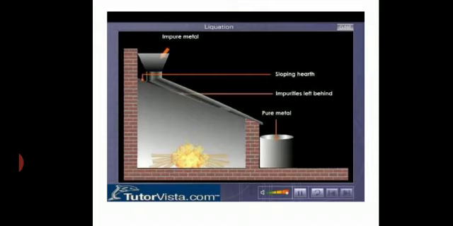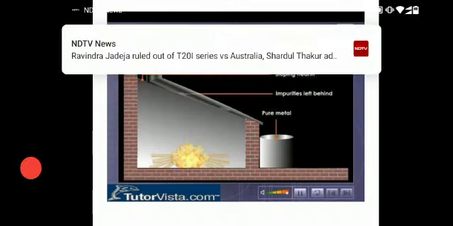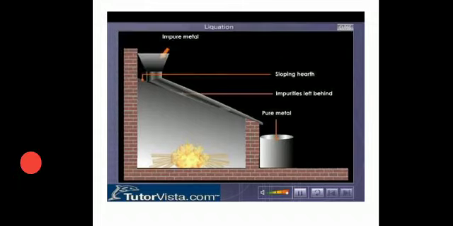Next is the Mond process. It is used for refining nickel metal, in which the impure nickel is heated with carbon monoxide at 330 to 350 Kelvin to form nickel carbonyl, which is volatile, Ni(CO)4. Nickel carbonyl is further heated at 450 Kelvin to give nickel and carbon monoxide. Nickel is the pure metal we are getting. The metal should form a volatile compound with the available reagent, and the volatile compound should be easily decomposed so that the metal in pure form may be regenerated.